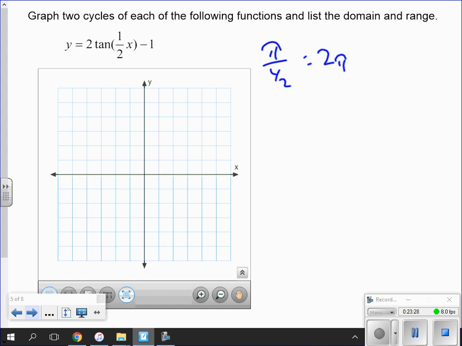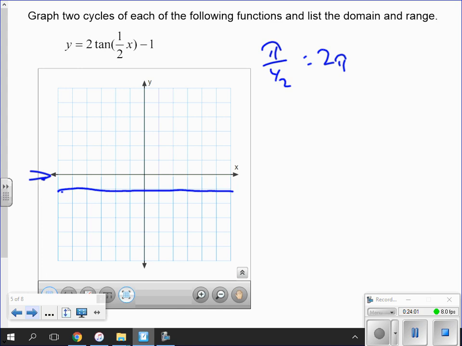And the -1 is a vertical shift. So basically what that says, instead of my zeros being on the x-axis, my zeros are now going to be on the line y = -1. So my zeros move down 1. So all my zeros are going to be on there. All my asymptotes are still going to be in the same place. Okay. So zeros and asymptotes.